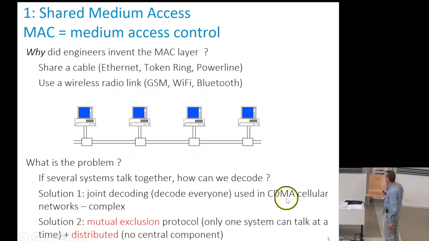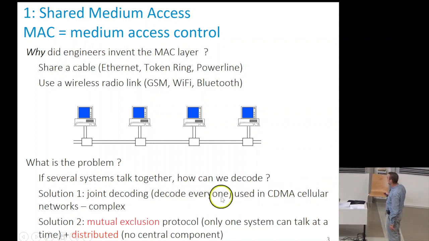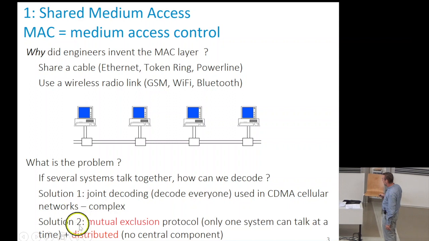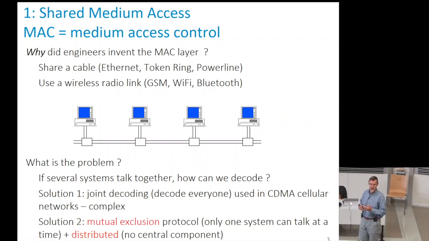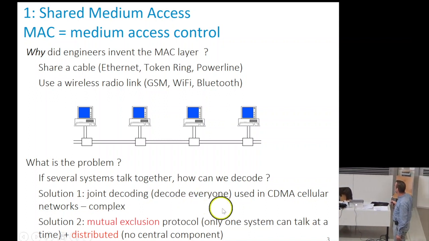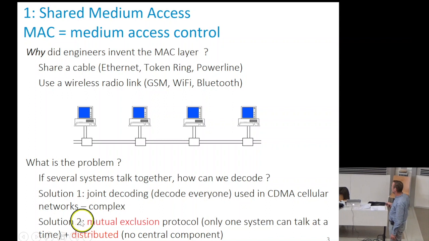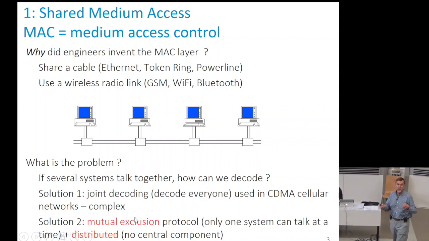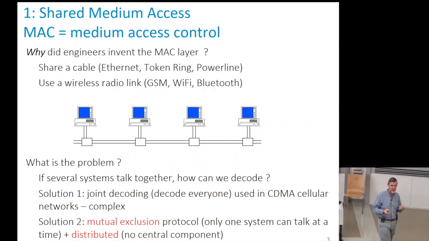It's done in CDMA, cellular telephony, which is 3G networks. Right? Another element, which is orthogonal to this, is to do exclusion in time. So CDMA is exclusion in code. You can do exclusion in frequency. Here, exclusion in time means you make sure that not two systems speak at the same time.